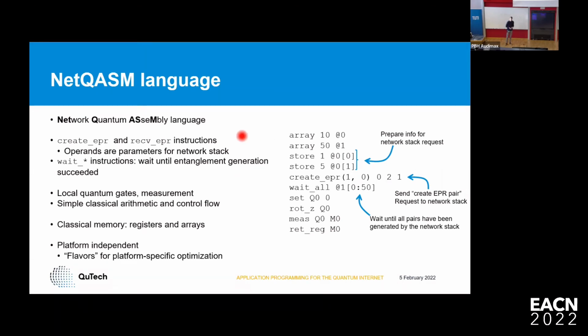So we have this create EPR and receive EPR for two nodes that want to engage in entanglement generation between each other. Also, we have wait instructions, because in contrast with quantum computing, we might not know how long entanglement generation takes. So for example, on the right here, there is a create EPR instruction, but then we have a wait instruction, and this wait instruction basically says block until this entanglement generation is finished.